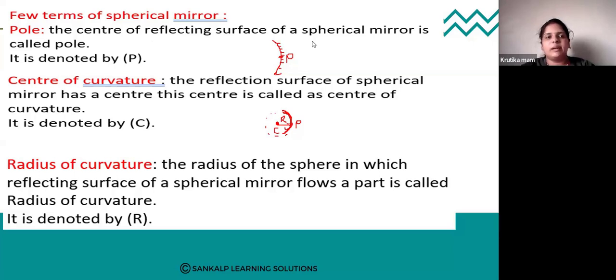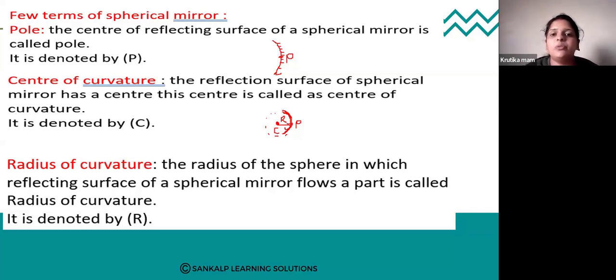So the first term is pole. What do you mean by the pole? Whether concave or convex, it has a center part. The center part of the spherical mirror is called what? Pole. Very simple. The center point of the spherical mirror is called the pole. You can see the definition, students: the center of the reflecting surface of a spherical mirror is called the pole. It is denoted by the letter P.